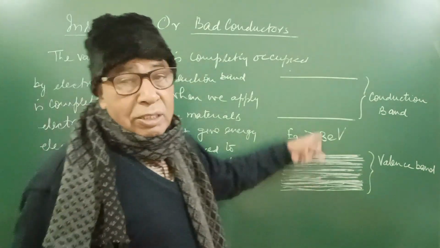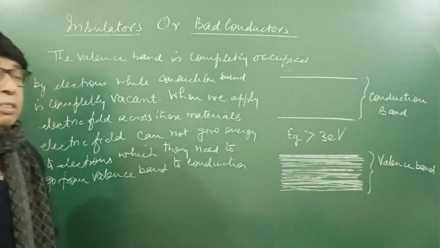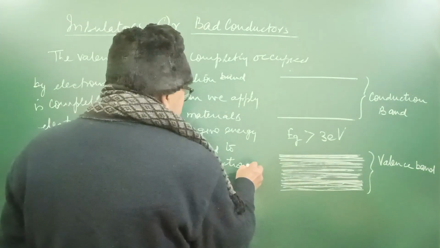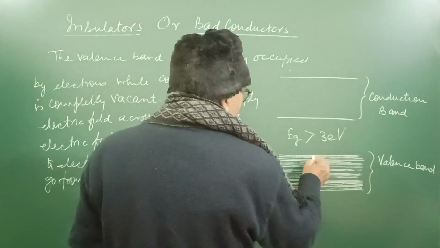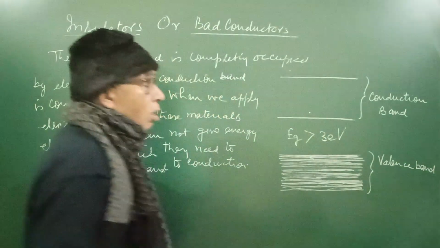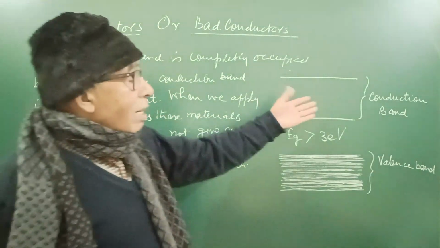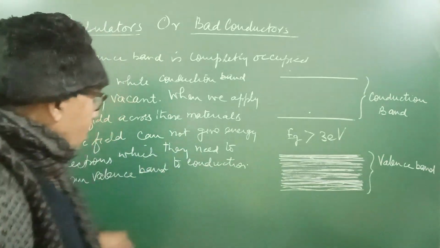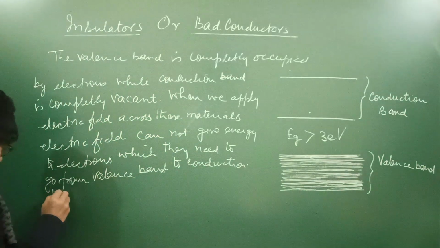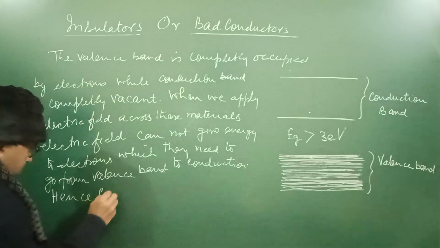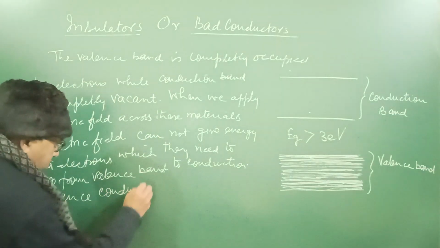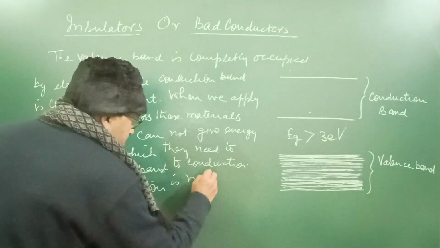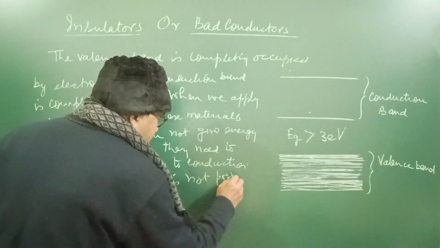Because the gap is large, the electron cannot jump from the valence band to the conduction band and it remains empty. There is no electron which can conduct electricity, and hence conduction is not possible.